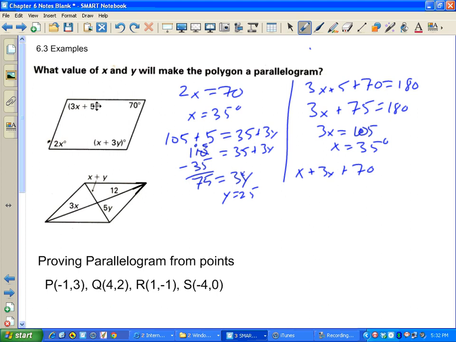So make sure I've got supplementary. Okay, so I've made sure these are supplementary. Now I need to make sure these are supplementary. So subtract the 70 over, that's 110. This is actually 35. If I subtract that over, I get 75. So 3y equals 75. So y again is 25. And now I've just shown that 70, this angle, is supplementary with both of its consecutive angles. So 2 approaches using two different ways to prove that a polygon is a parallelogram.